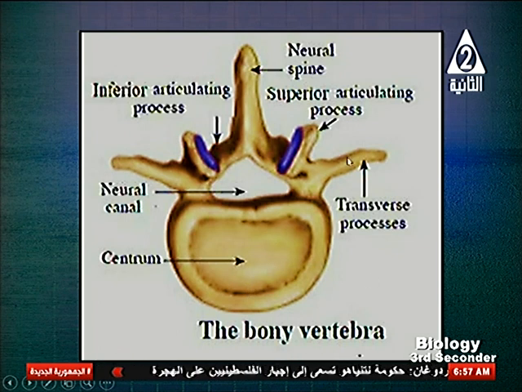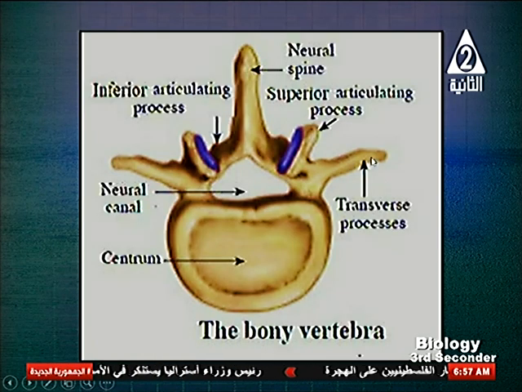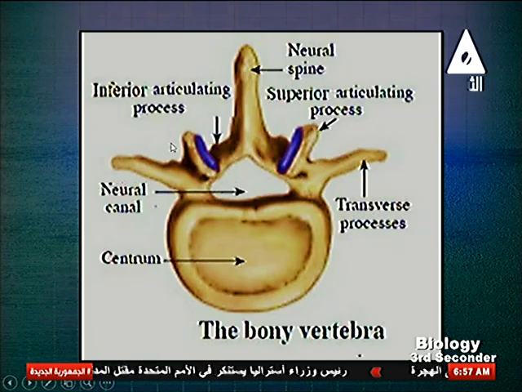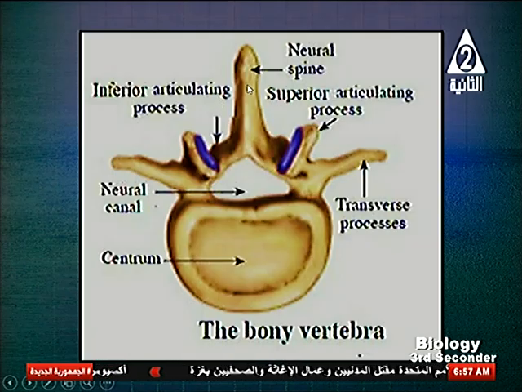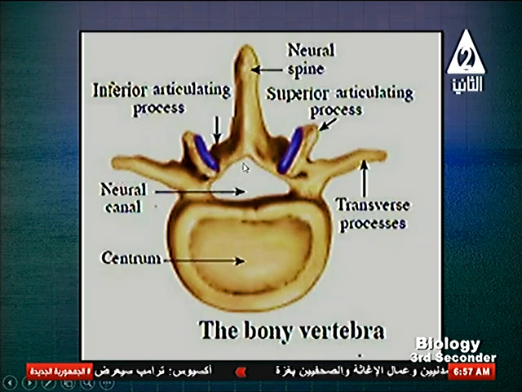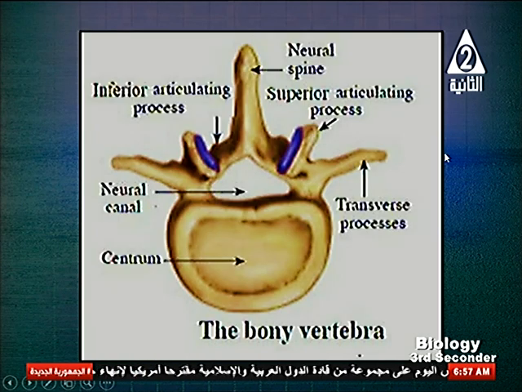So the number of processes in a bony typical vertebra is 7. Calculate with me: 2 transverse, 2 superior, 2 inferior, this is 6, and 1 neural spine. The number of paired processes is 3 pairs: 1 pair of inferior, 1 pair of superior, and 1 pair of transverse.